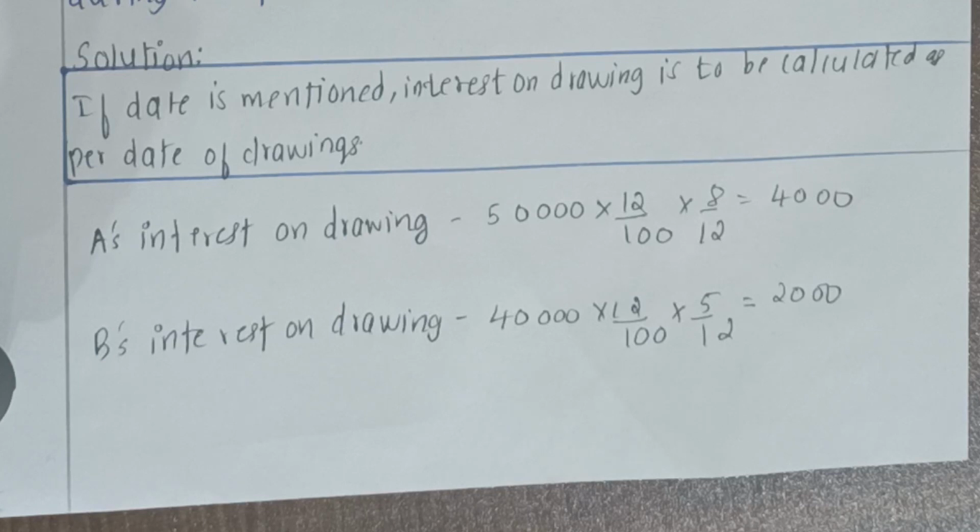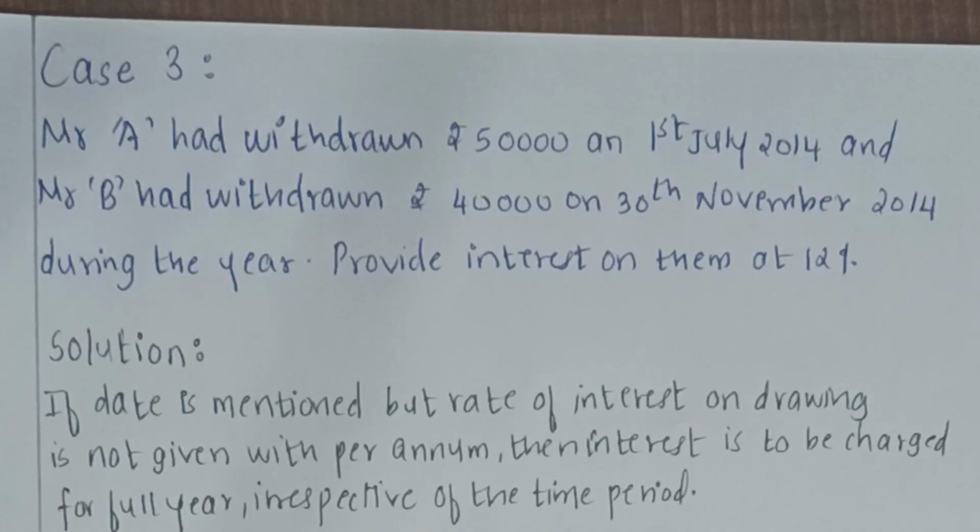The difference between case 1 and case 2 is that in the first case we were not given the exact date on which the partner withdrew the amount. But in case 2 we can see that different dates are given on which the drawings took place. Therefore in the second case we have calculated the interest as per the date given to us. Okay, let's start with our case 3.